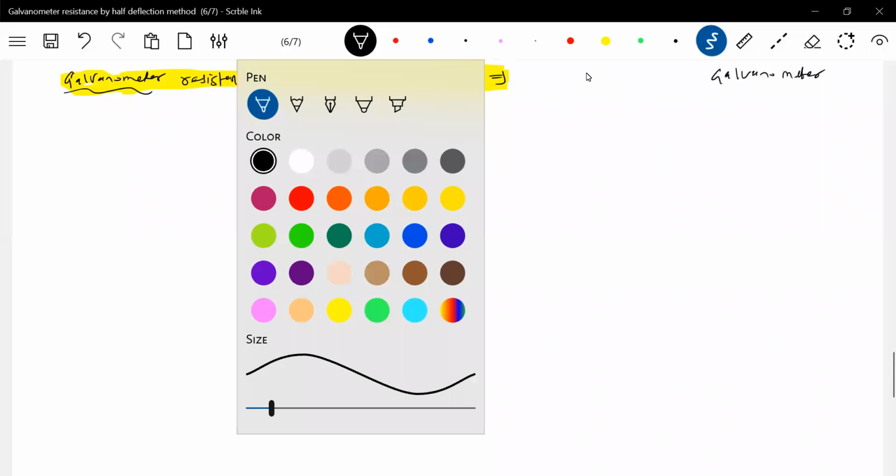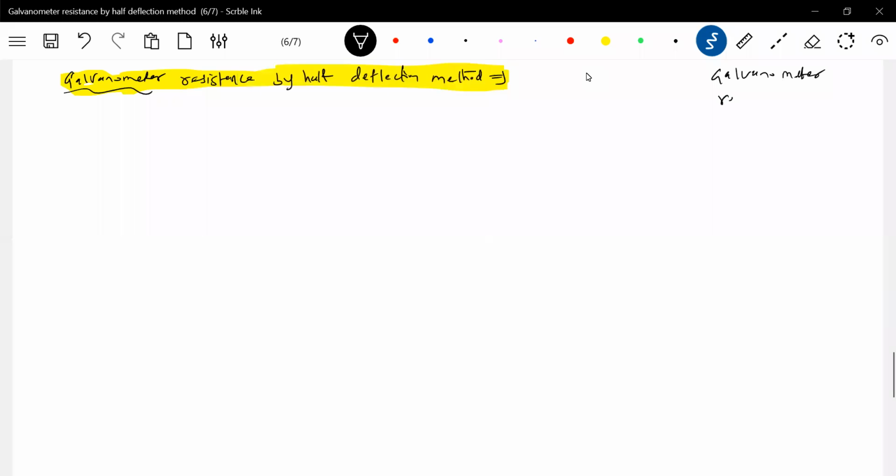The galvanometer resistance is contributed by, first, the major component, which is the loop, the coil. Then the spring, and the connecting wires, and the connecting knobs. So all these lead to a resistance.